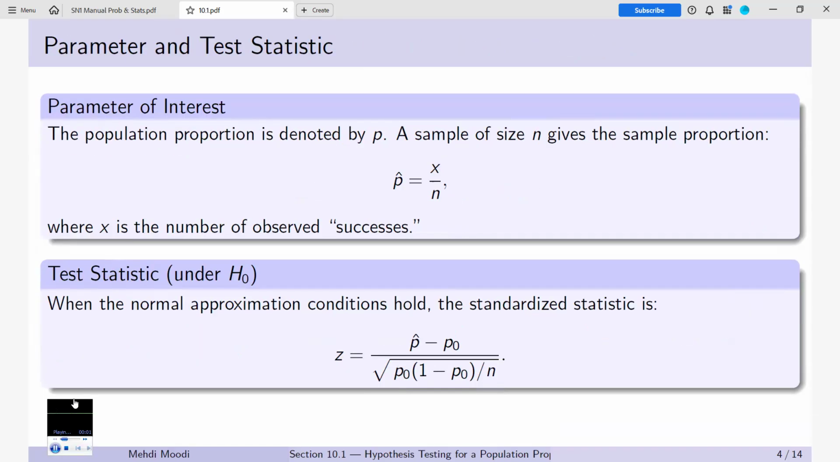For proportions, everything revolves around counting how many yes we observed out of n. We compare the sample proportion to the null proportion using a z-score. Notice the standard error uses p0, not p-hat. That's one of the classic mistakes students make.